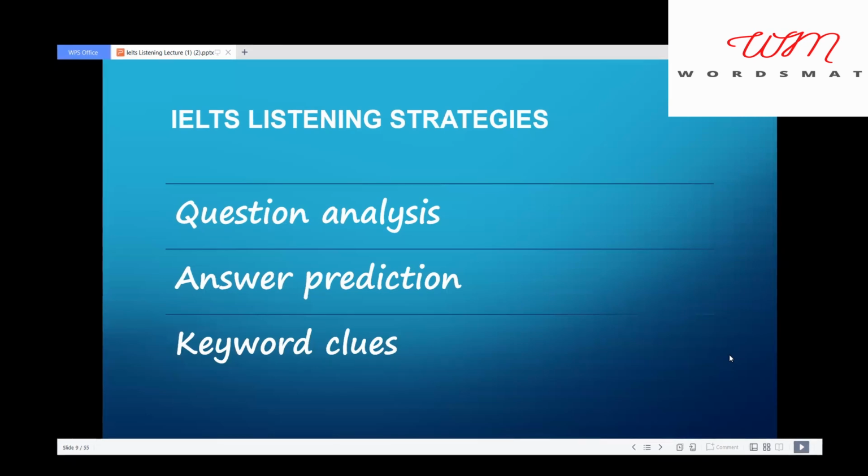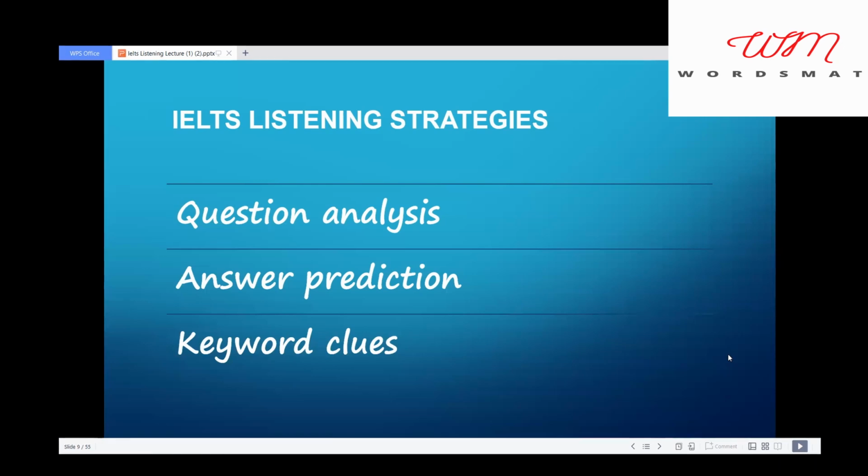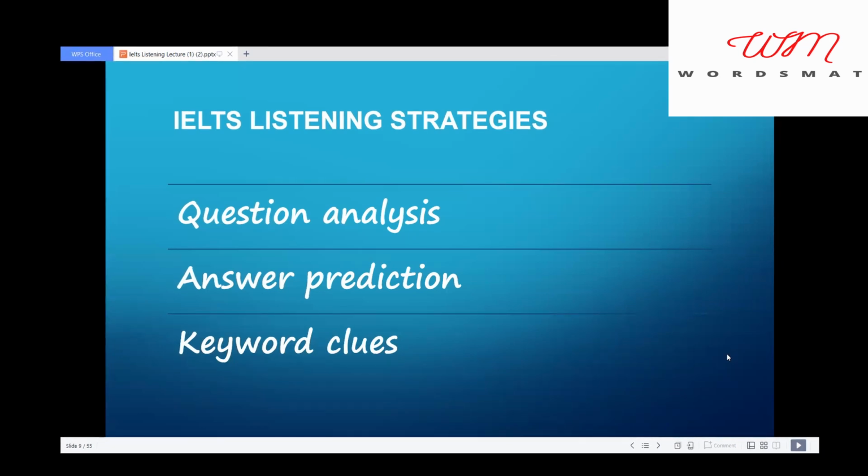Finally, we have keyword clue. This is quite interesting. It's going to help you in section 3 as well, and in all question types where we have word completion, wherever we have word completion, like fill in the blanks type questions. So keyword clue means you will have to focus on the words before and after the gap. You will circle them and you will realize for yourself what you are going to listen for here. That's all about it.